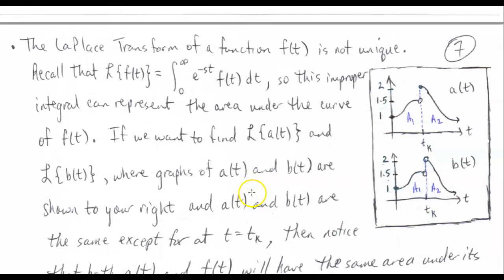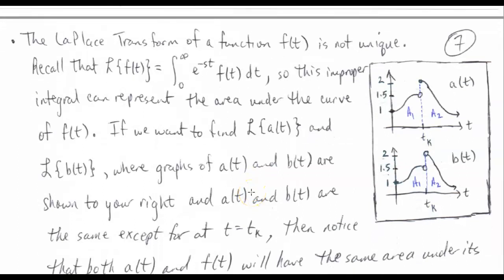All right, so one of the last things I want to talk about is the uniqueness of the Laplace transform as it relates to a function f of t that we're trying to transform from f of t into the Laplace transform. And so the main thing to know is that the Laplace transform is not unique, okay?